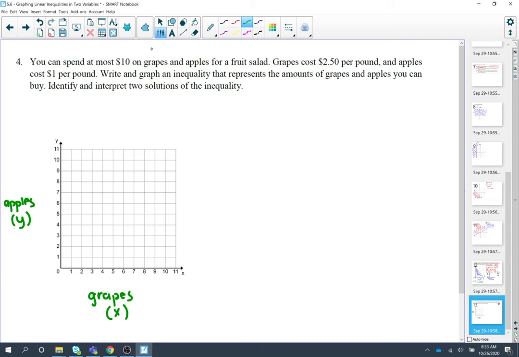So my grapes are represented by my x, my apples are represented by my y, and I know that my grapes are $2.50 per pound. So $2.50x plus my apples are $1 per pound, so $1y, and I can spend at most $10. So still less than or equal to 10 because I can't spend more than $10. So this would be my inequality.